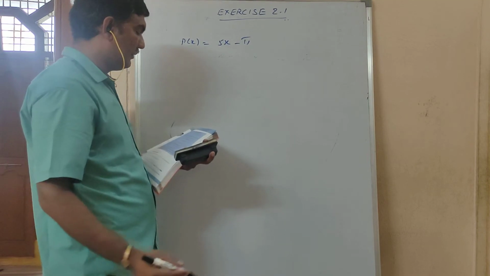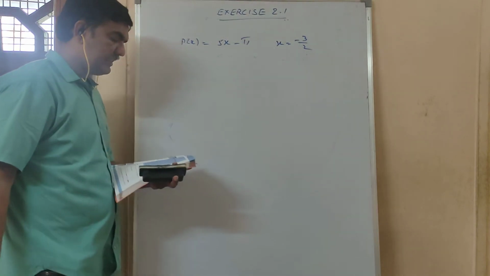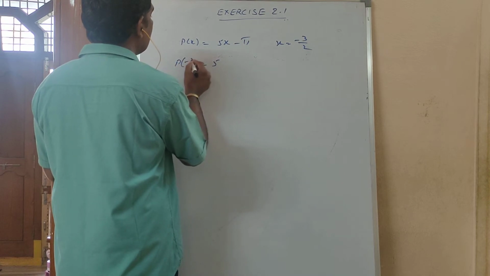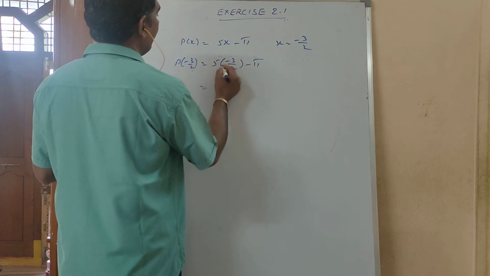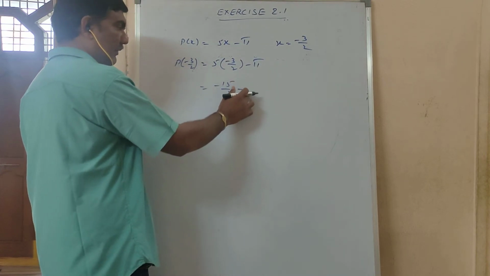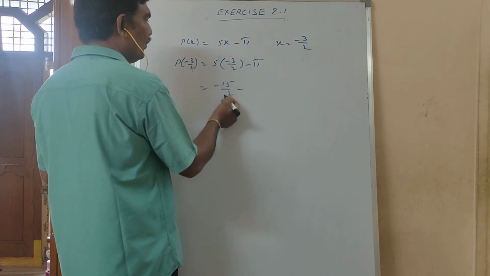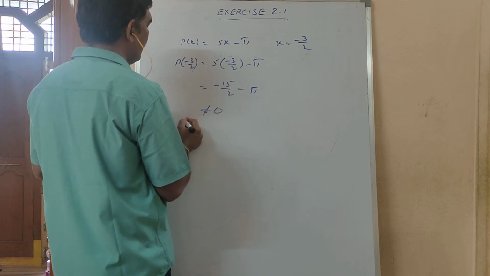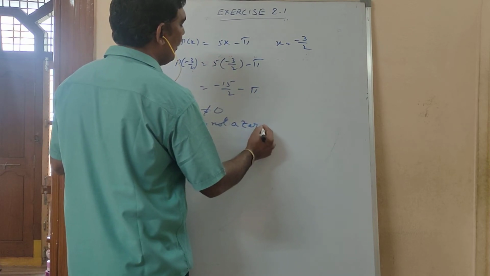5x minus pi, where x is equal to minus 3 by 2. So here you have to find p of minus 3 by 2. 5 into minus 3 by 2 minus pi. If you multiply, minus 15 by 2 minus pi, where the approximate value of pi is 22 by 7. If you write 22 by 7 also, you won't get exactly 0. Therefore, it is not equal to 0, so minus 3 by 2 is not a 0 of the polynomial.